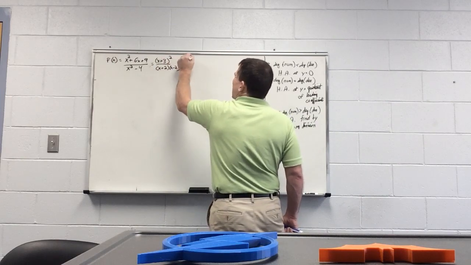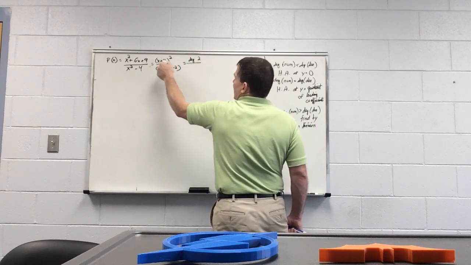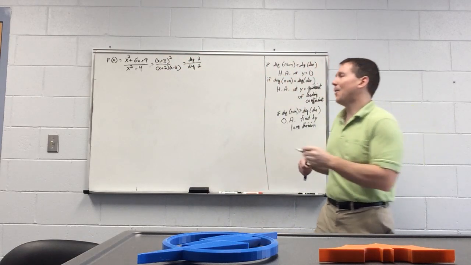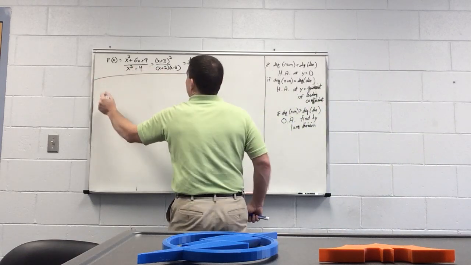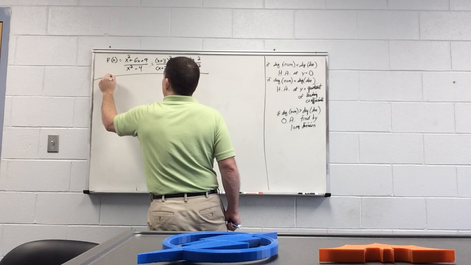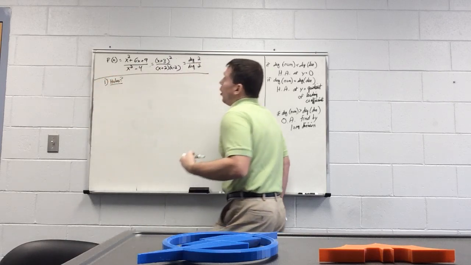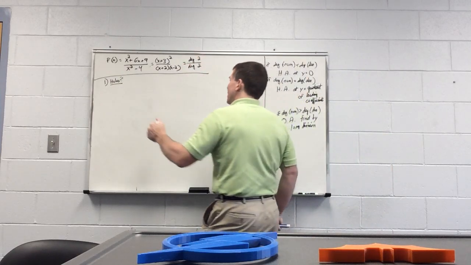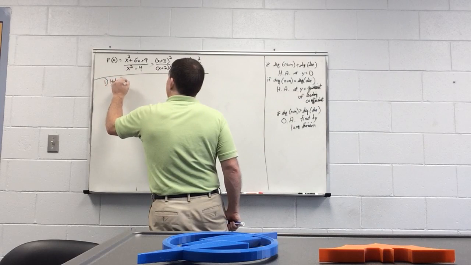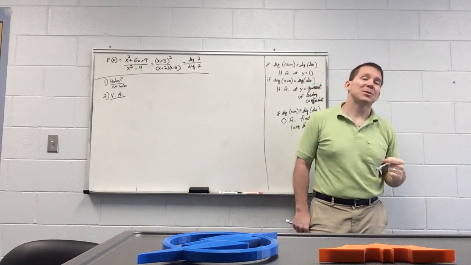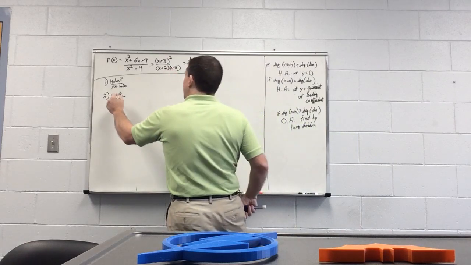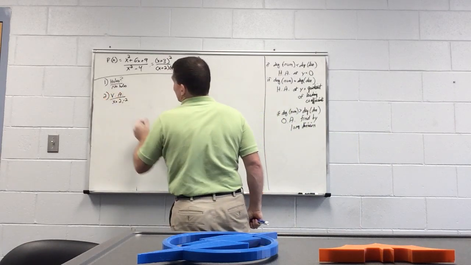So then I just look at the degrees. The degree on top is 2. The degree on the bottom is also 2. Now I start listing out all my information. So first, I look for holes. Holes occur with factors that cancel out to put it in lowest terms. Nothing canceled out, so there's no holes. Next, I look for my vertical asymptotes. Vertical asymptotes occur where the function is undefined in lowest terms. Those are the zeros in the denominator, which are just 2 and negative 2.